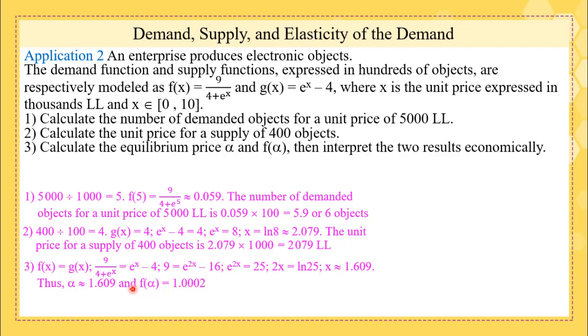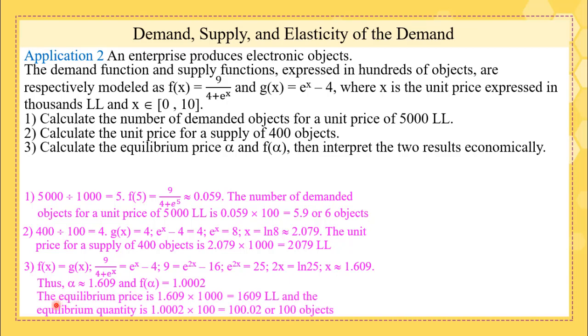The interpretation of the two results economically, alpha and f of alpha, are: the equilibrium price is 1.609 times 1000, which is equal to 1609 Lebanese lira. And the equilibrium quantity is 1.0002 times 100, which is equal to 100.02 or 100 objects.